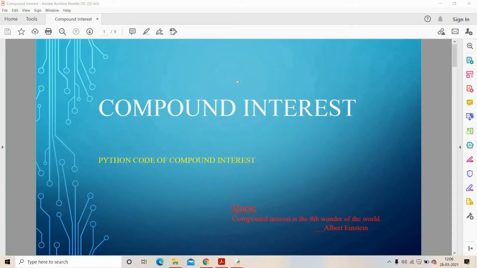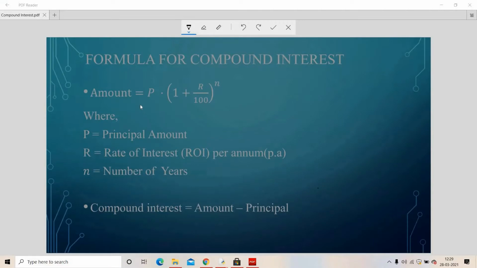To make a compound interest calculator using Python. So friends, before starting with this, I will say one quote: compound interest is the eighth wonder of the world. This was the great sentence said by Albert Einstein. I will give you one homework: why is it called the eighth wonder of the world? Just find it out.